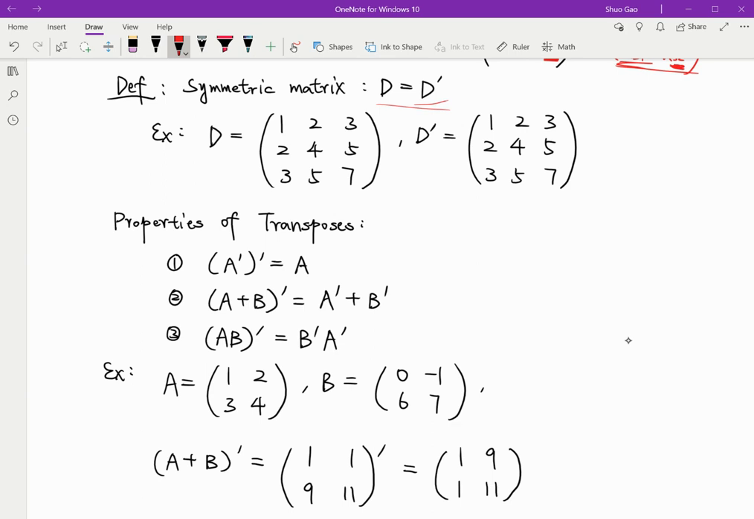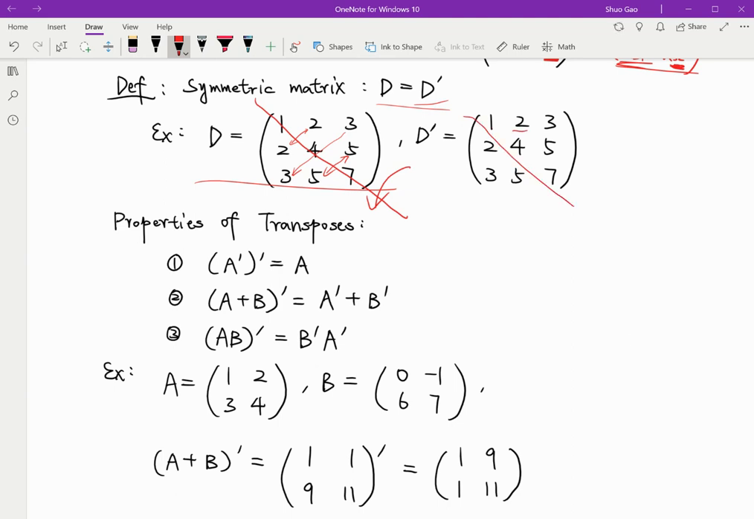Let's see an example. D is 1, 2, 3, 2, 4, 5, 3, 5, 7. As I said, to transpose, it's like you flip the matrix along this diagonal. So we can see that it's symmetric from this diagonal. This 2 is symmetric to this 2, 3 is symmetric to this 3, 5 is symmetric to this 5, right? So it's a symmetric matrix.